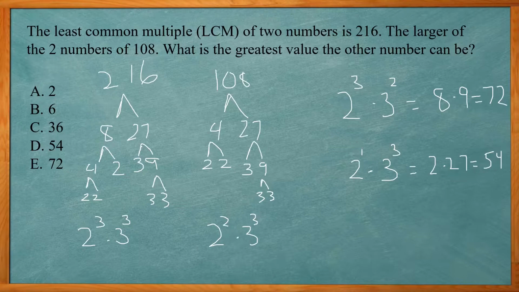108 is our largest number, so the other number had to be smaller. I couldn't use 3 to the third really because 108 already had that, and it already has the 2 to the second, so I had to choose 3 to the third and 2 to the first, which only gives me 54. But if I use 2 to the third and only 3 to the second, it gives me a bigger number of 72. So our answer here is 72.